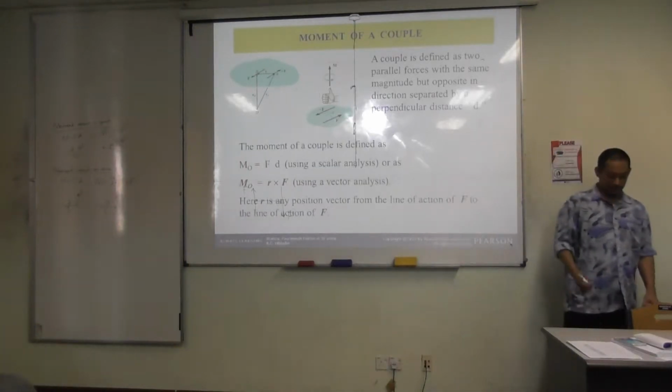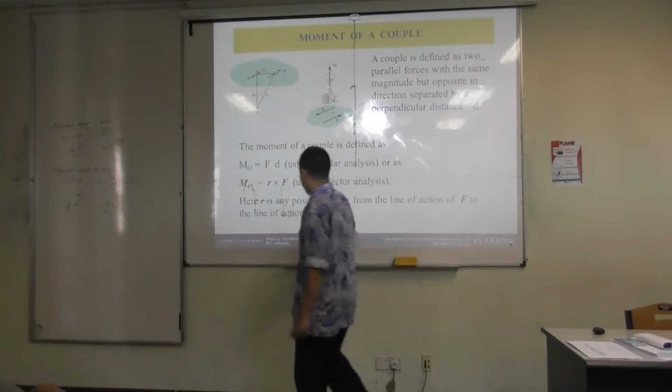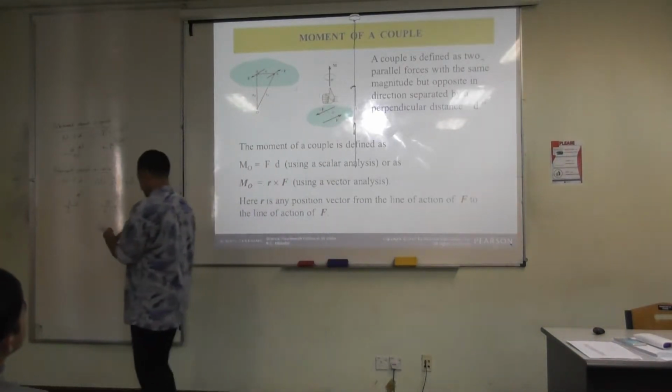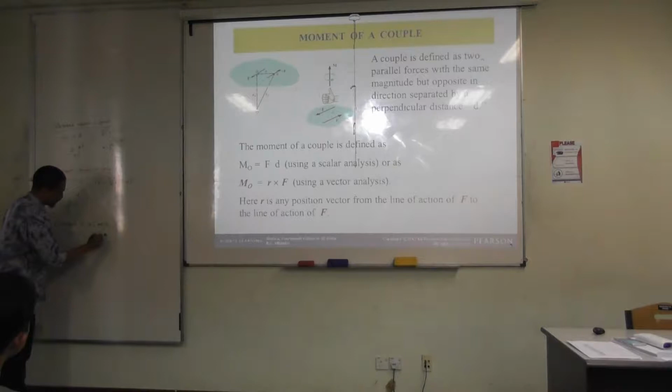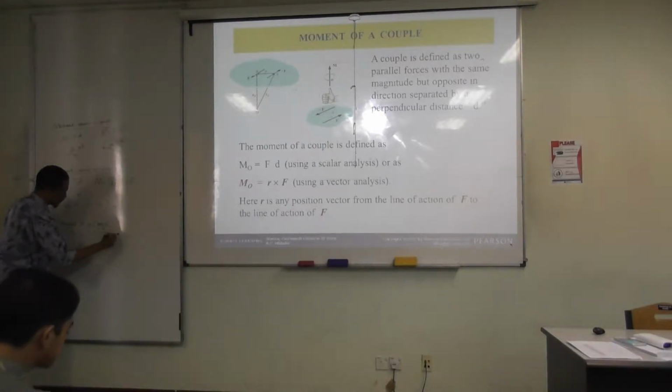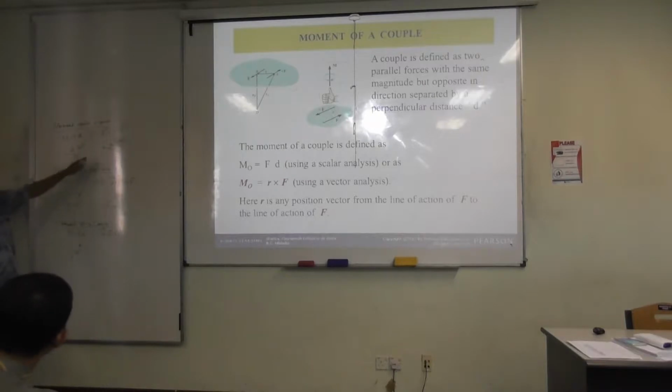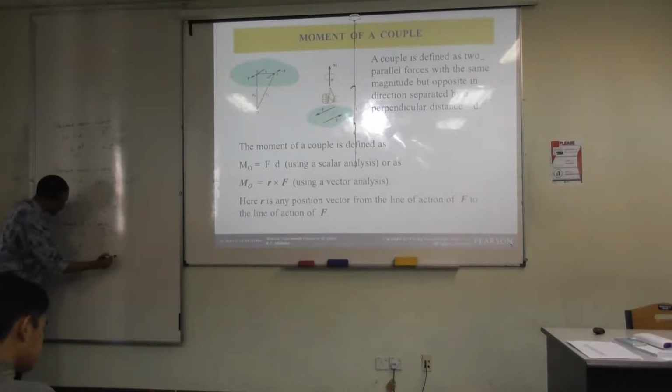Now, in terms of calculation, we have the calculation here. So we have moment. In terms of scalar, it's still the same equation, M equals F times d. So if we have a couple like that, the distance is exactly that. And in terms of vector, we'll have moment equals r cross F. The equation is exactly like moment about a point. Right, but if we have a couple, for example, we have a force here and here.